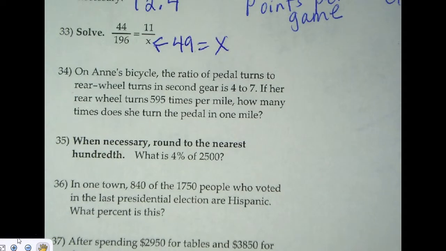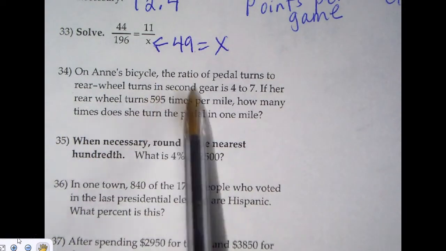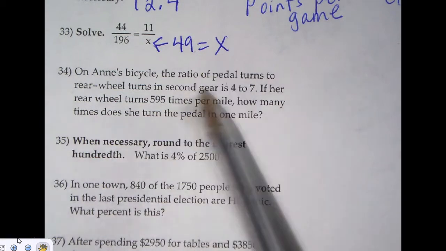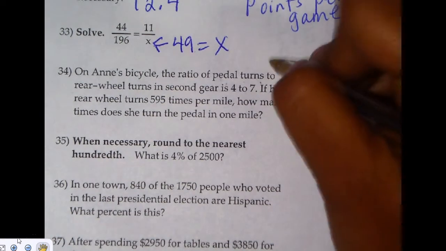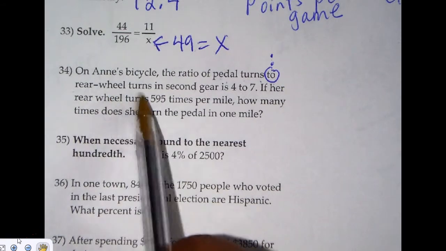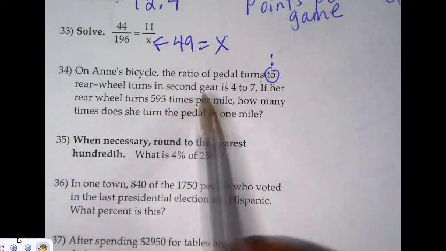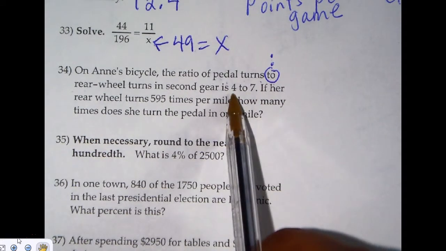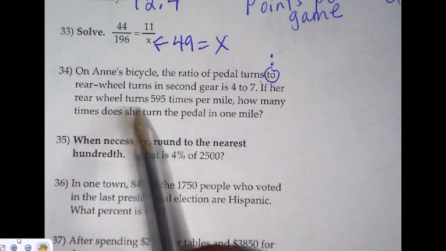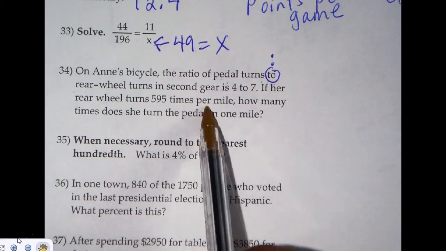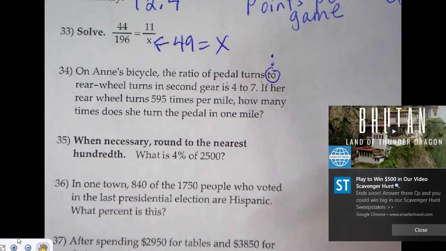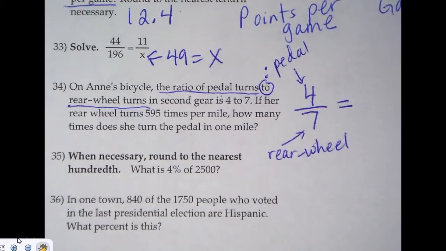For number 34, it says, on Anne's bicycle, the ratio of pedal turns, so she's turning this pedal, okay? The ratio of pedal turns to, there's that word to, so that means you got a colon, to the rear wheel turns in her second gear is 4 to 7. So she pedals 4 turns and she gets 7 turns on her back wheel. If her rear wheel turns this many times for every mile, how many times does her pedal turn in 1 mile?